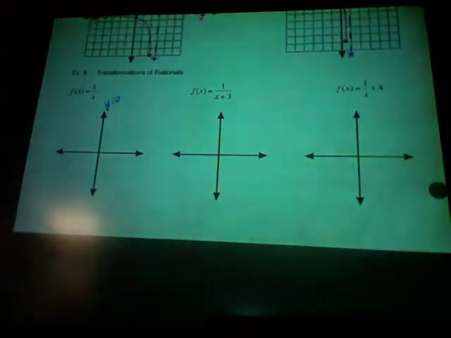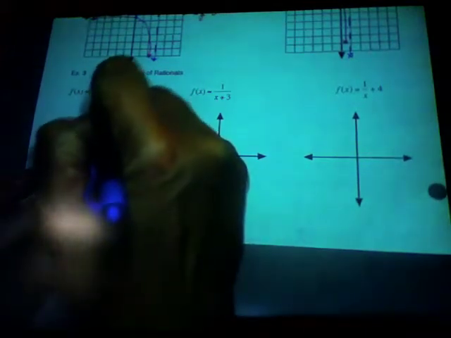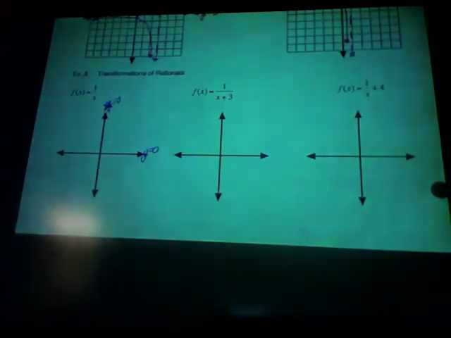What is the degree of the numerator? 0, right? If it's just a number, the degree is 0. What's the degree of the denominator? 1. What is the horizontal asymptote when the numerator is less than the denominator? Look in the front. Y equals 0. So isn't the x-axis y equals 0? Yeah, I wrote this one wrong. Oops. All right, so aren't the x and y-axis my asymptotes?